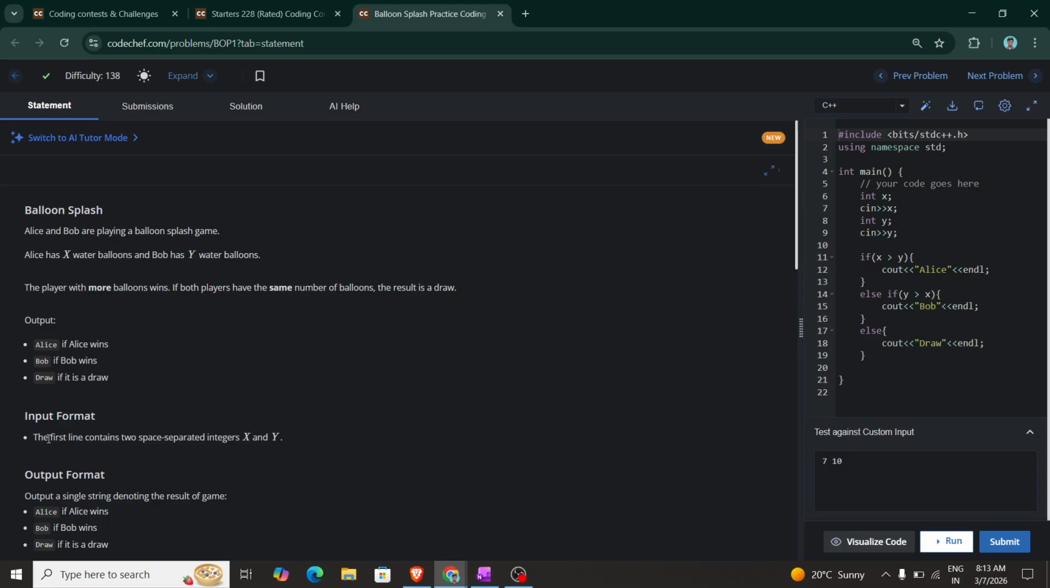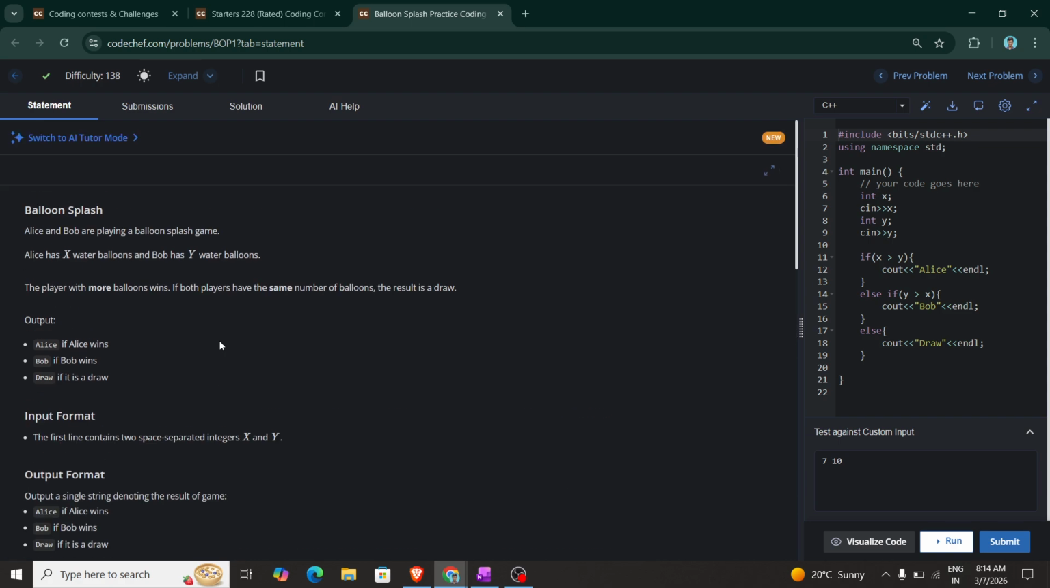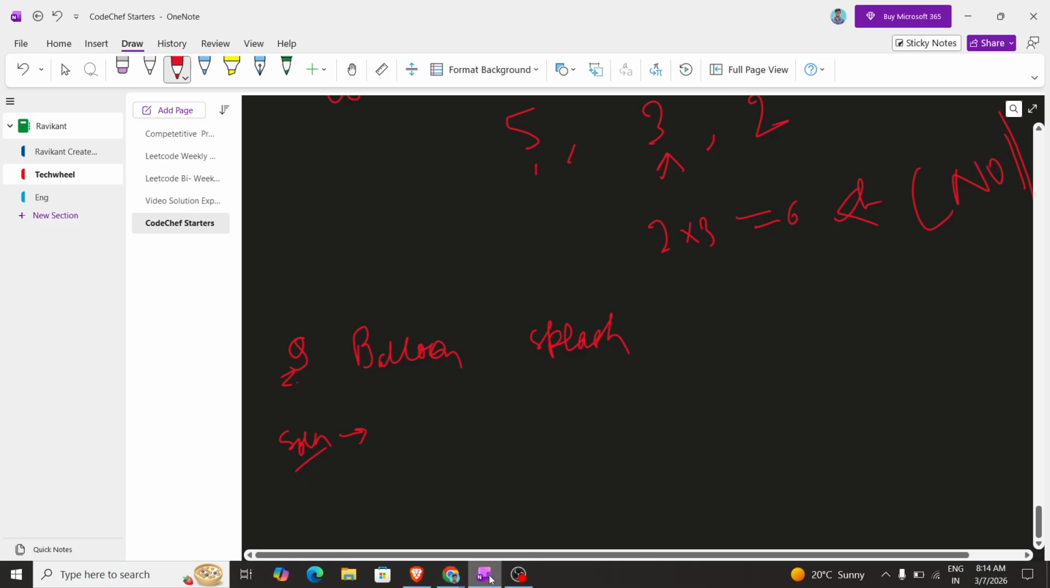This is the given input format. The first line contains two space separated integers X and Y. Output format is Alice if Alice wins, Bob if Bob wins, draw if it is a draw. This is the question that was asked. This is a very easy question, and I don't expect anyone to be watching this video because this is a very fundamental question. Anyhow, let's discuss.